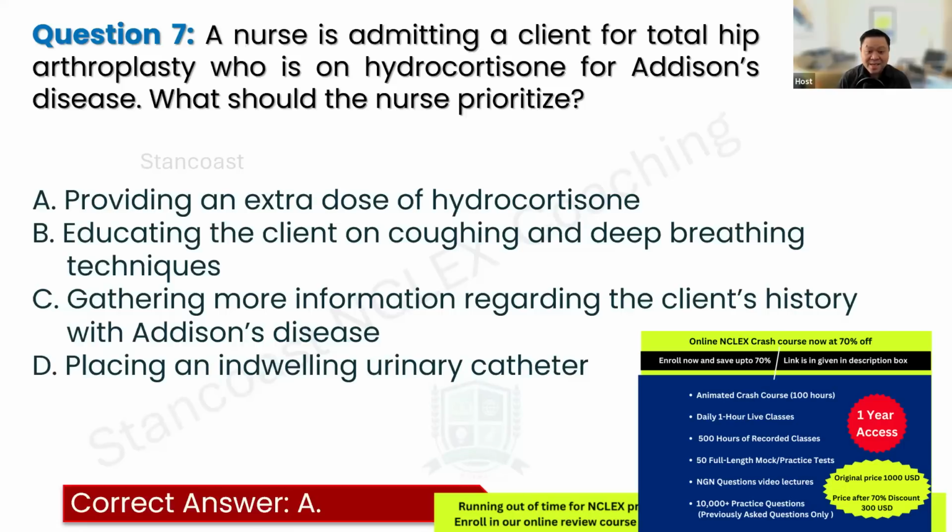And the same thing with letter C, collecting additional history is important, but the immediate priority around this time is to address the patient's need for additional hydrocortisone dosage. And letter D is also incorrect. We know that the insertion of an indwelling urinary catheter is also important to monitor urine output, but it's not the main concern here. So your task in this test question is to focus on identifying the priority nursing action, especially involving high-risk conditions such as Addison's disease and the crisis.